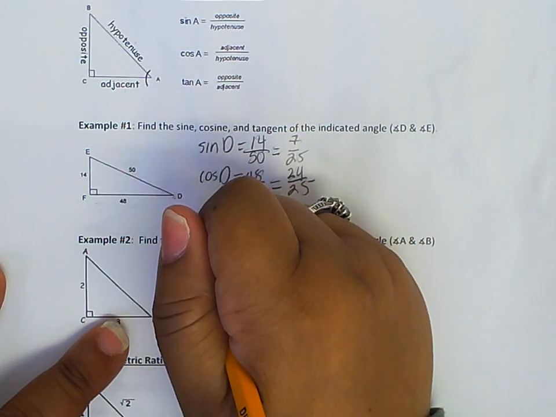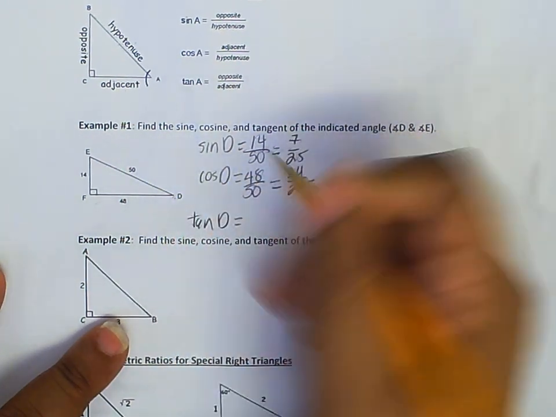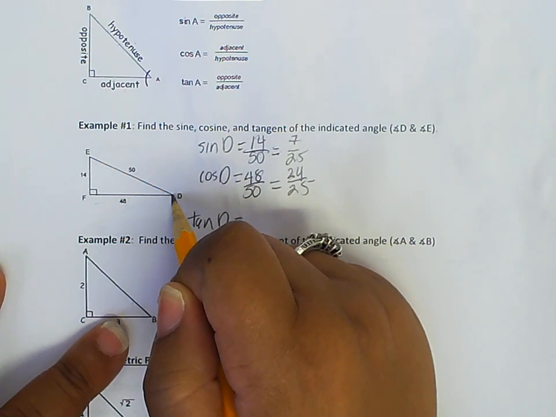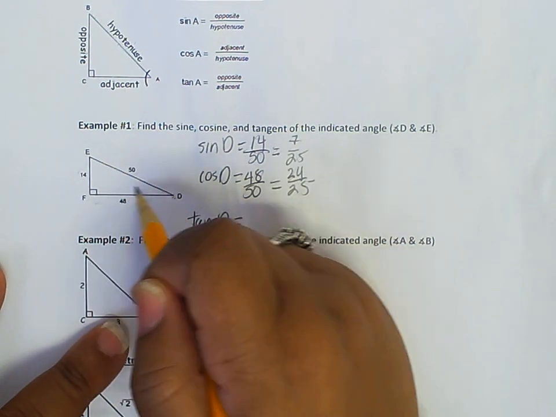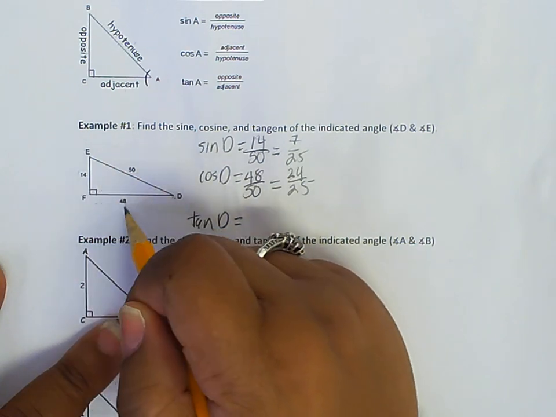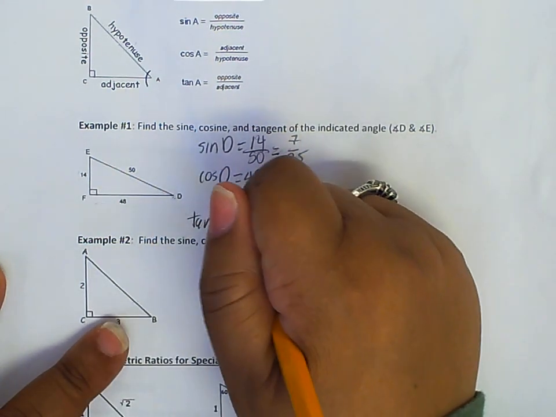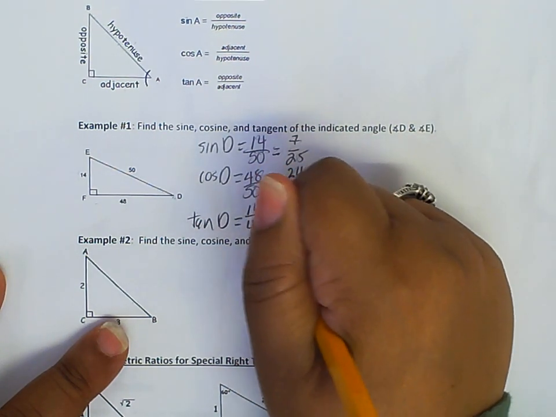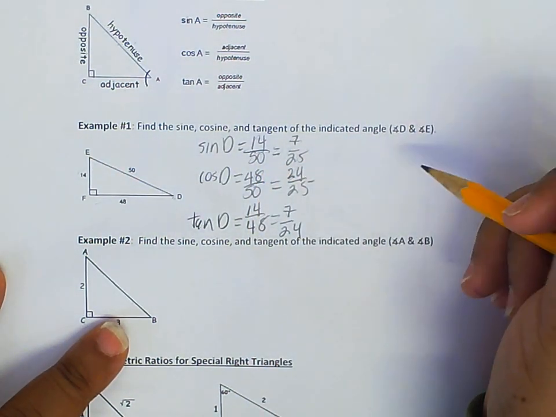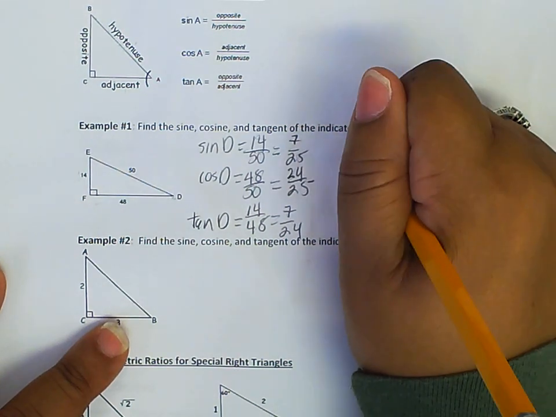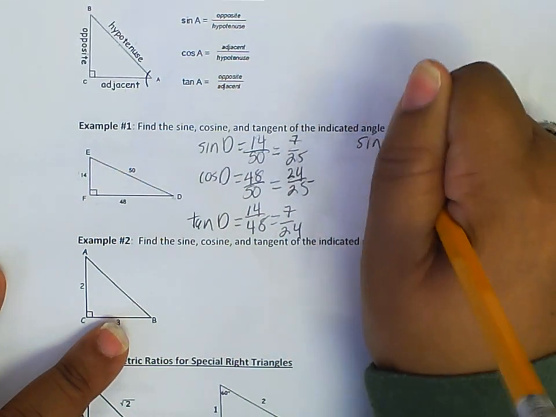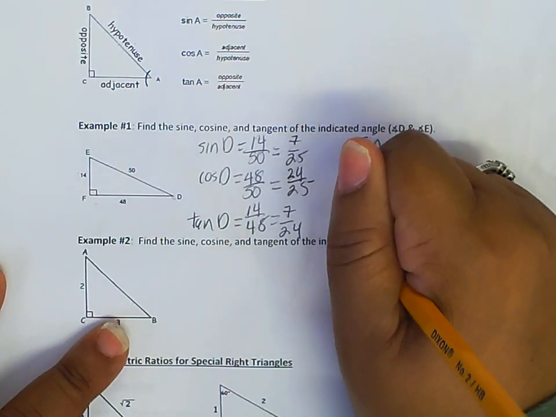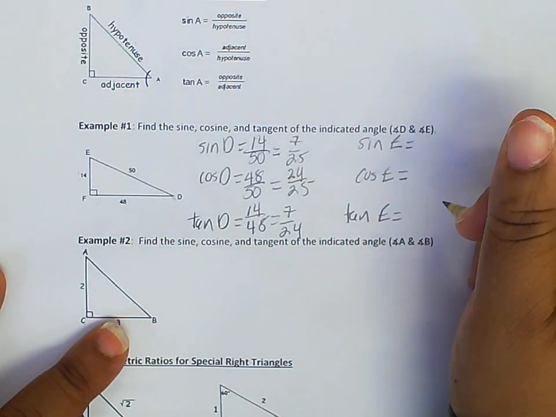All right, then I'm going to do the last one, which is tangent D. Again, put your pen or pencil right here on the angle D. The rule is opposite, so I'm going all the way across, which will be 14 over adjacent, which is 48. And then you want to reduce again, which is 7 over 24. Then you do the exact same thing for sine E. I'm going to let you guys do those on your own. But you can practice doing those and just make sure you reduce.